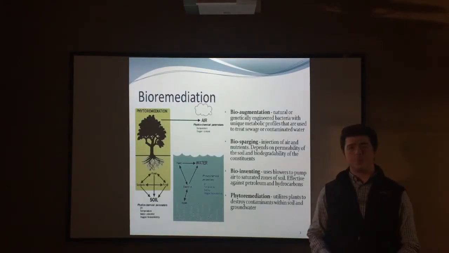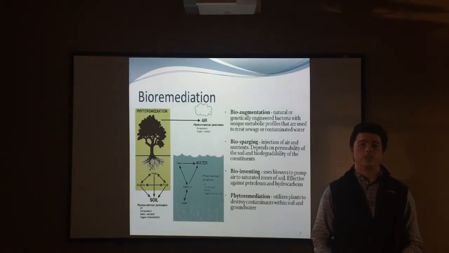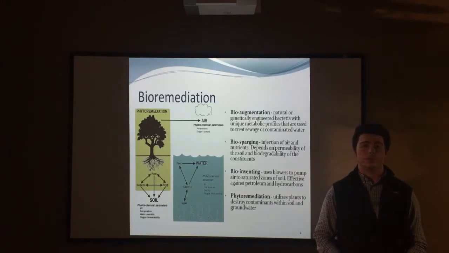Biosparging and bioventing both use oxygen to rid the contaminants. In biosparging, you pump oxygen and nutrients into the soil, as in bioventing, you have huge blowers that pump oxygen into the saturated zones to get rid of hydrocarbons and petroleums and things of that nature.